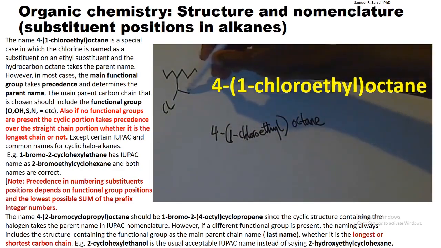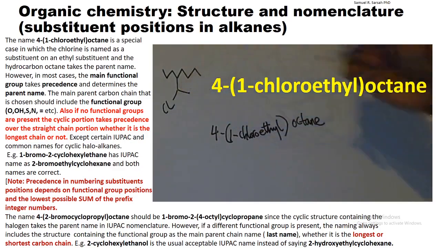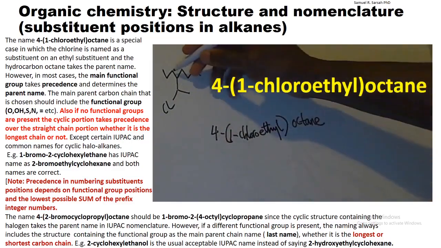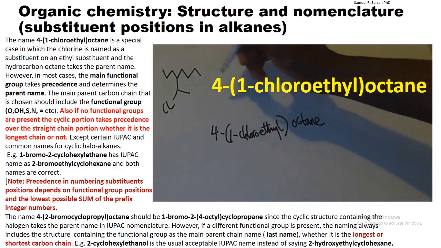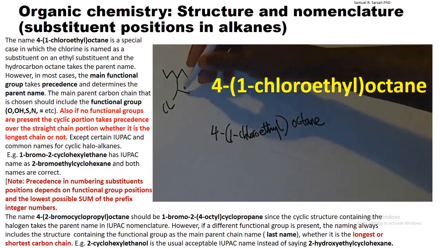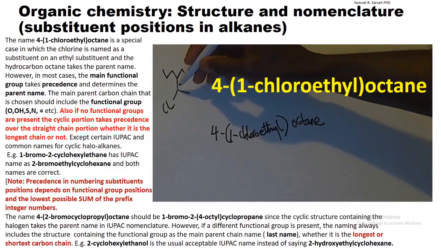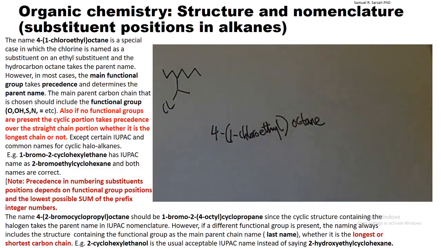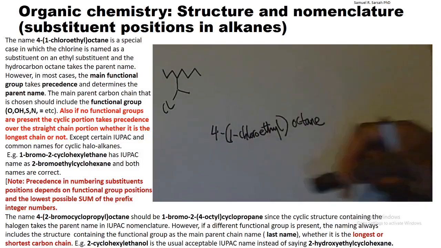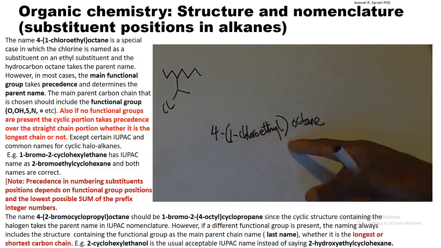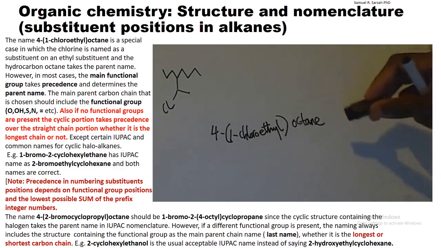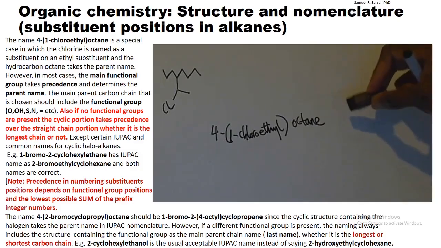That's the first carbon of the substituent ethyl group having chlorine. So that's why this is 4, means that this is on position 4 here. And then 1 here means that the ethyl group, the first carbon, is having chlorine. So this is the proper name of this compound: 4-(1-chloroethyl), then the main name is octane. Okay, I'm going to change the structure.